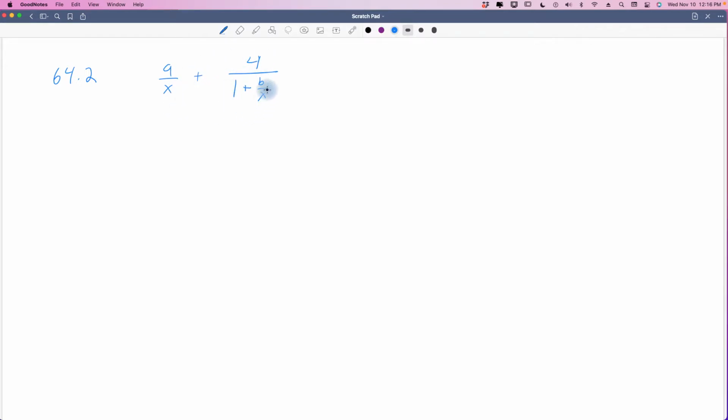So first we go to our most specific term, which is this underneath this fraction. We're going to turn this into a single fraction. We'll do that over here on the side. We need to multiply this by x, so that's going to be x over x plus b over x, which is going to equal x plus b over x. So we would replace that and say a over x plus 4 over x plus b over x.